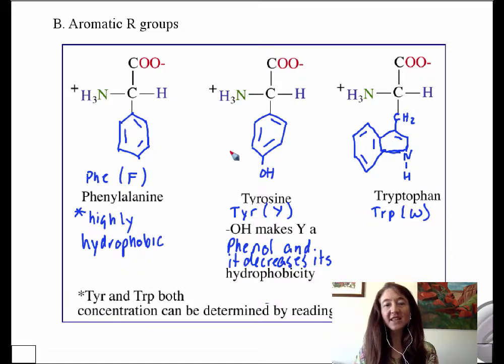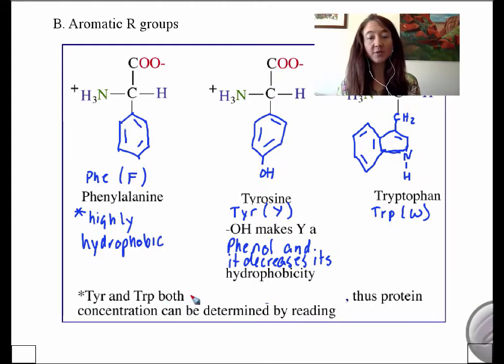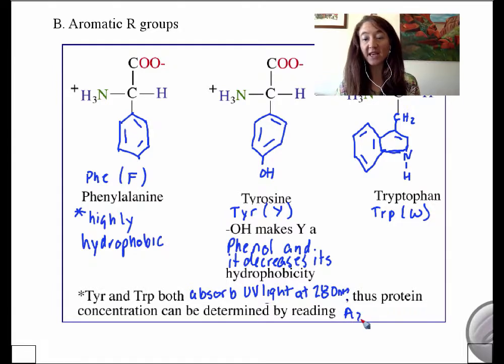And we recognize that this high pi electron structure, the high delocalization, causes these amino acids to absorb light at wavelengths within the UV. So both tyrosine and tryptophan absorb UV light at 280 nanometers. Thus, protein concentration can be determined by reading what we call A280s.